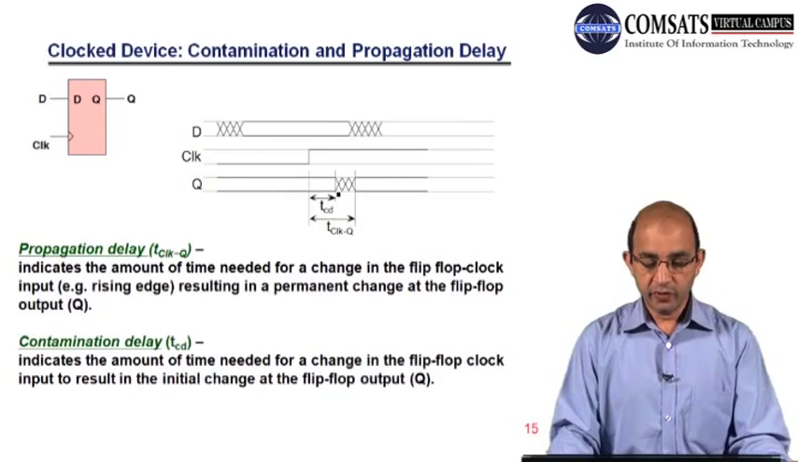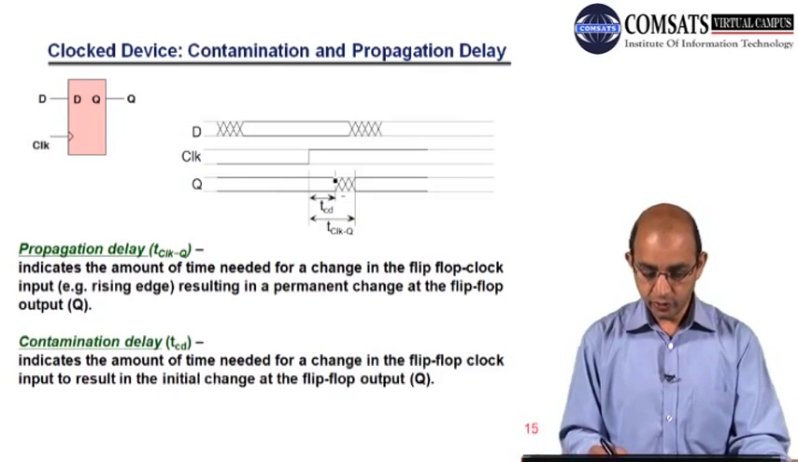And whenever the output starts changing, it needs some time to attain the level. If it has to go to 0, it needs some time. So here you can see that if it has to go from 1 to 0, Q has to be 0.